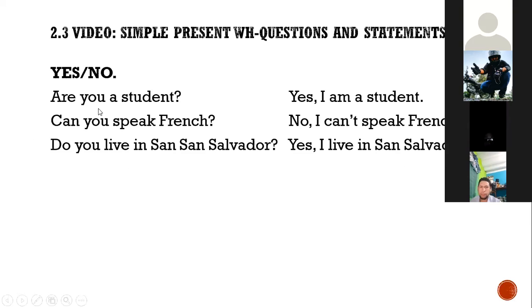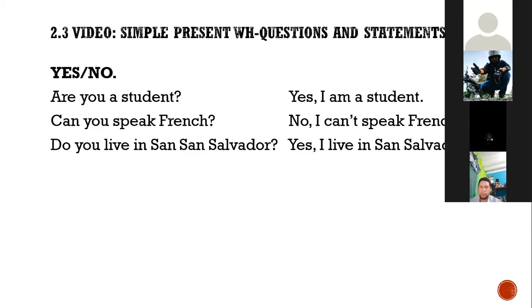Now, notice that when I make questions with the verb to be, I answer with the verb to be. When I make a question with can, I answer with can. And when I make a question with the simple present, I answer with the simple present, right? Understand?